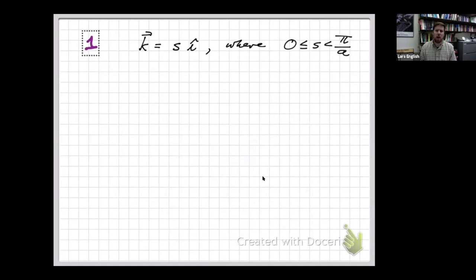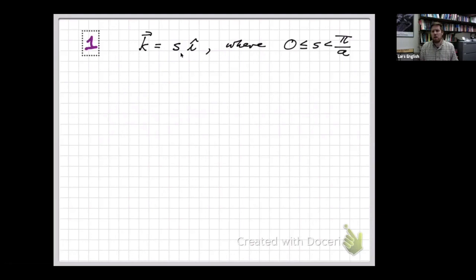So there we're basically moving to the right in reciprocal space. And so the associated K vector here is going to be a vector that's pointing to the right. So it's proportional to i hat, the unit vector. Okay, and then we're going to introduce this parameter s that we're going to allow to run from zero to pi over a. So s is just a parameter that gives you the length of that vector.